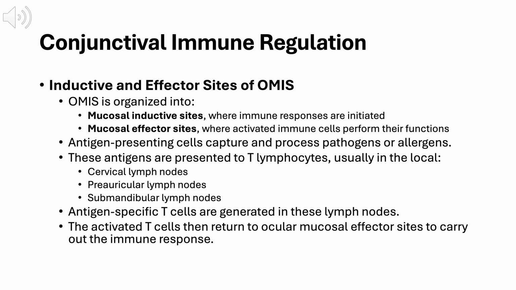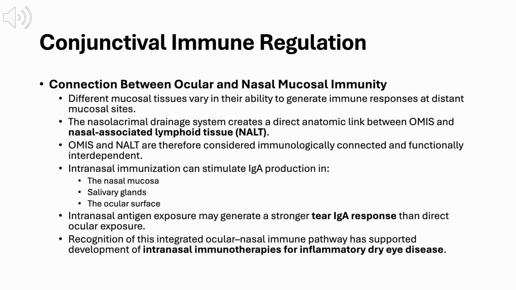Those primed T cells then travel back to the ocular mucosal effector sites to carry out the response. This induction here, execution there design is a hallmark of mucosal immunity generally, and it explains how the ocular surface can mount specific, targeted responses. It also sets up a fascinating connection between the eye and the nose, which is our next slide.